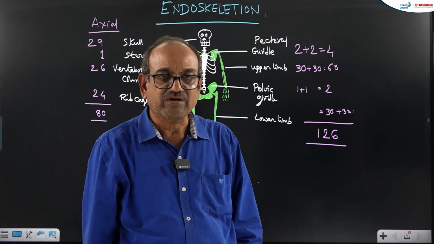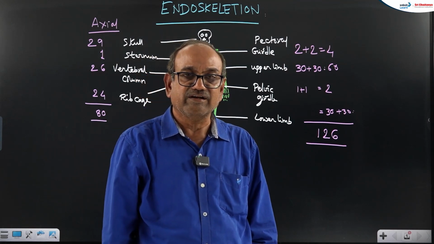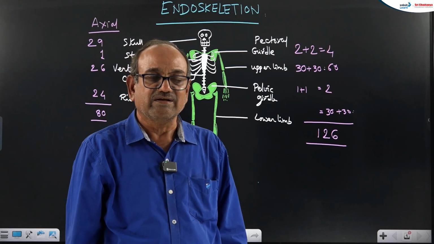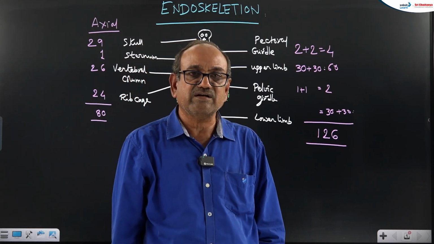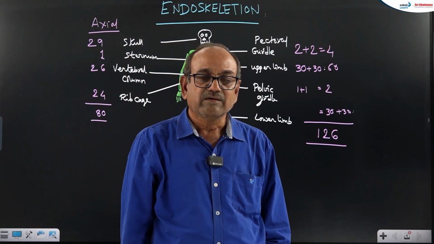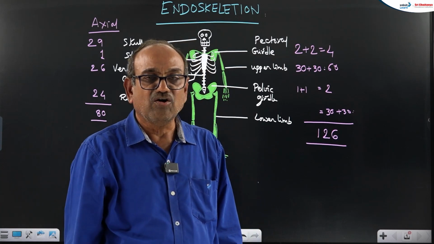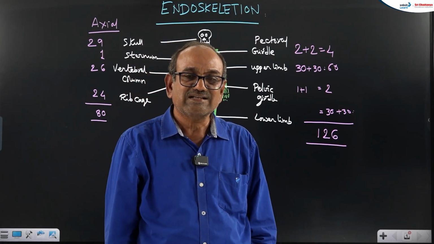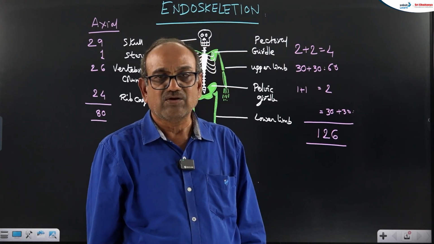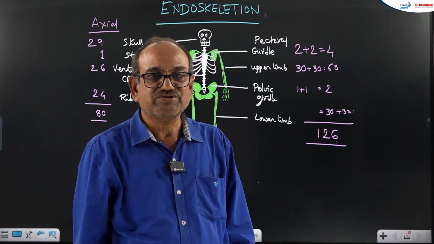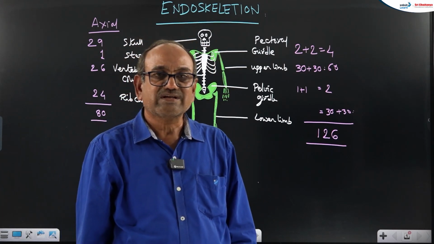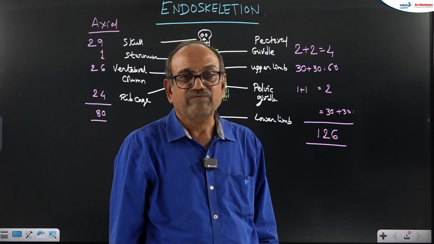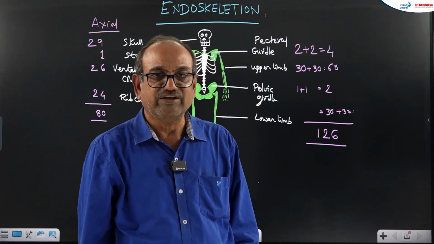Any support giving structure is called skeleton, which is of two types: endoskeleton and exoskeleton. Endoskeleton means present within the body, whereas exoskeleton is present on the outer surface of the body. Exoskeleton is present in the arthropods and echinoderms, which is a rigid structure. Endoskeletal components are present within the body. Mostly they are made of bones and a few cartilages.